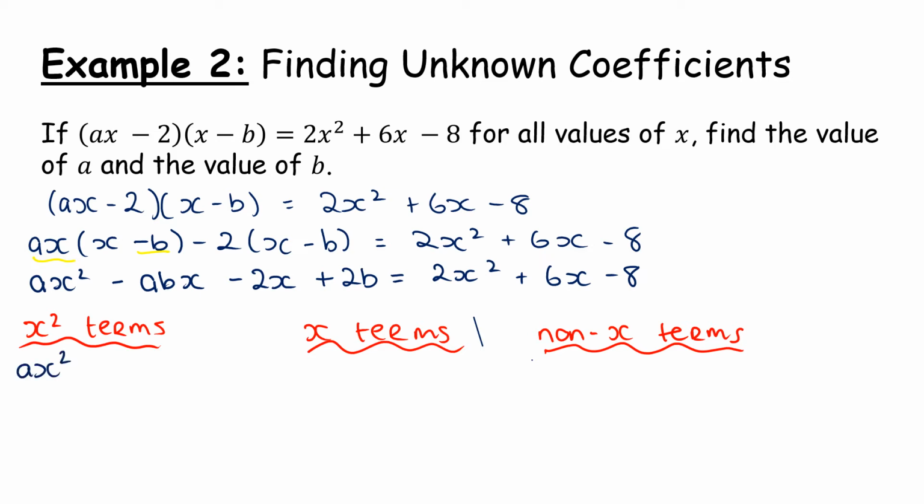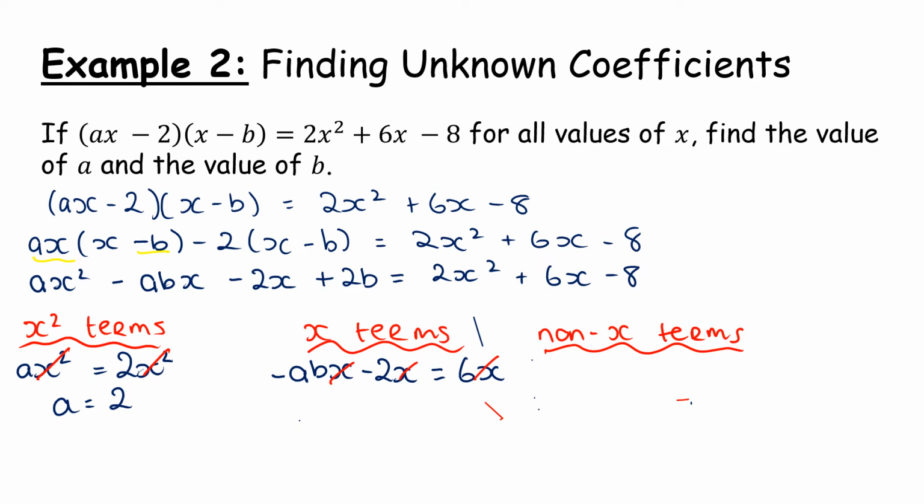So x squared terms, I have ax squared is equal to 2x squared. I have an x squared on both sides, so I'm going to divide across by x squared, and I'm left with a equals 2. With my x terms, I have minus abx and a minus 2x, and that is equal to 6x. They all have an x, so I'm going to divide across by x.